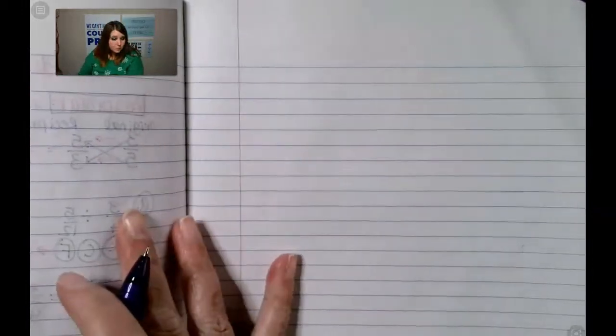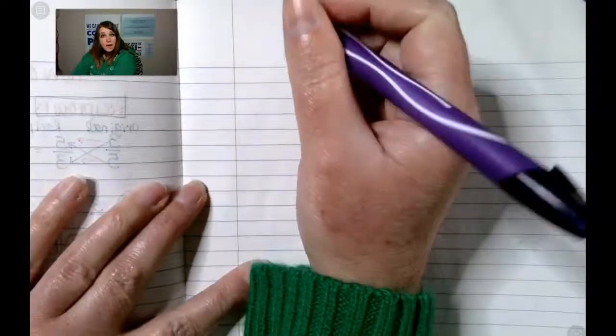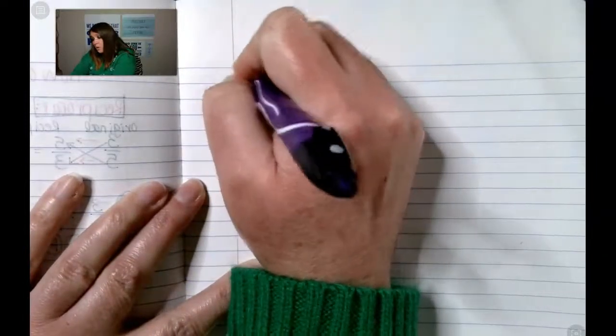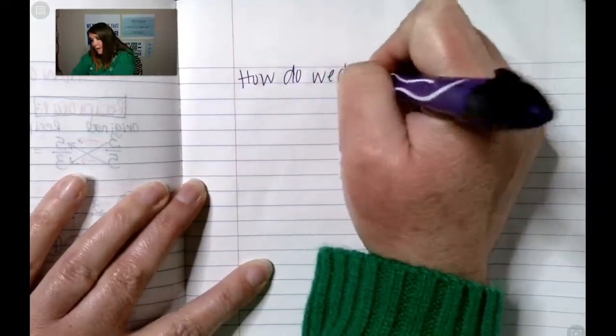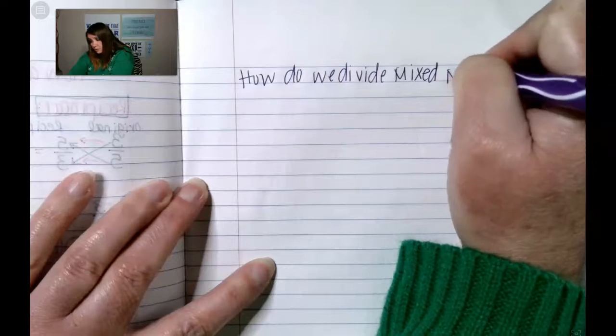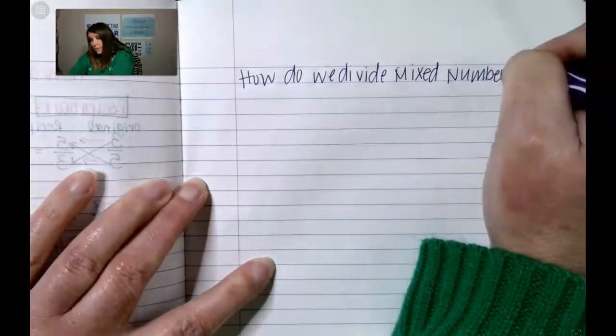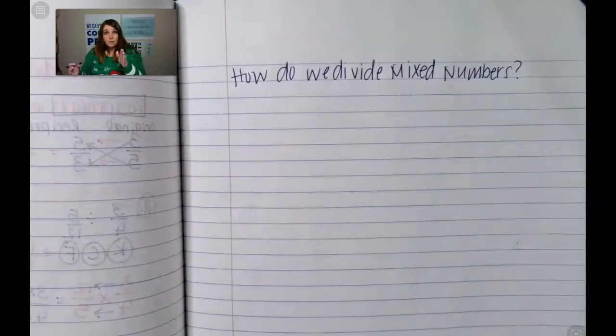All right, sixth graders. Today we are studying how to divide mixed numbers by mixed numbers. Yesterday we were looking at dividing fractions by fractions, and today we're going to learn how to divide mixed numbers. All right, so we know that mixed numbers means that there is a whole number and a fraction.